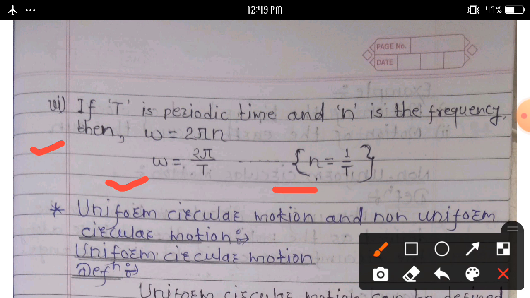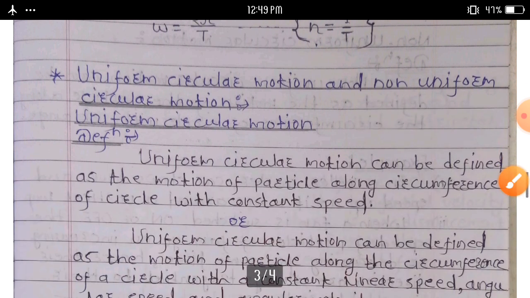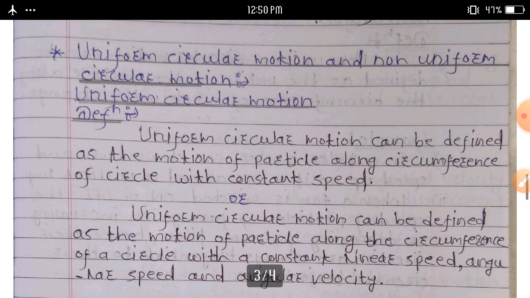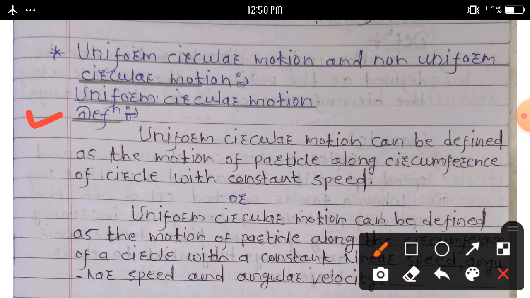Then we can explain the term circular motion: uniform circular motion and non-uniform circular motion. Firstly, we discuss what I mean by uniform circular motion. Definition: uniform circular motion can be defined as the motion of a particle along the circumference of a circle with a constant speed.